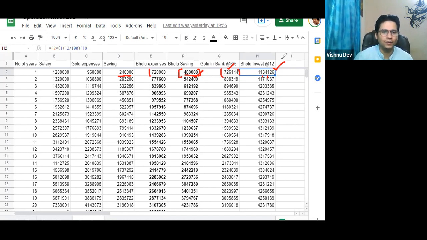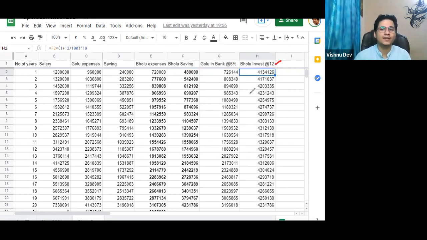Obviously, who is the smarter one here? Bholu or Bholu? Very good. Bholu is certainly smarter, right, everyone? Yes or no? Sir, is it that if percentage is more, then the returns will be more? Obviously, percentage will be more, then returns will be more, right?